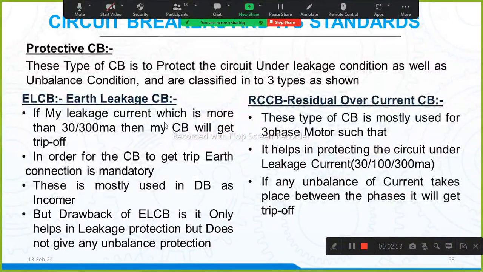If my leakage current is more than 30 or 300 milliamps, then my circuit breaker will get trip off. What do you mean by leakage current, guys?